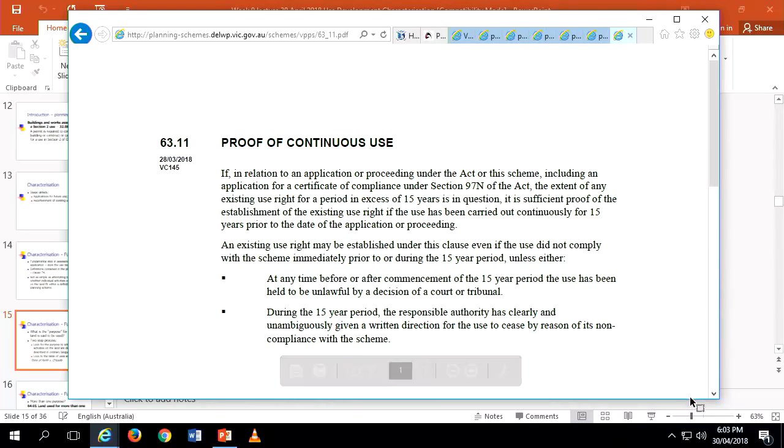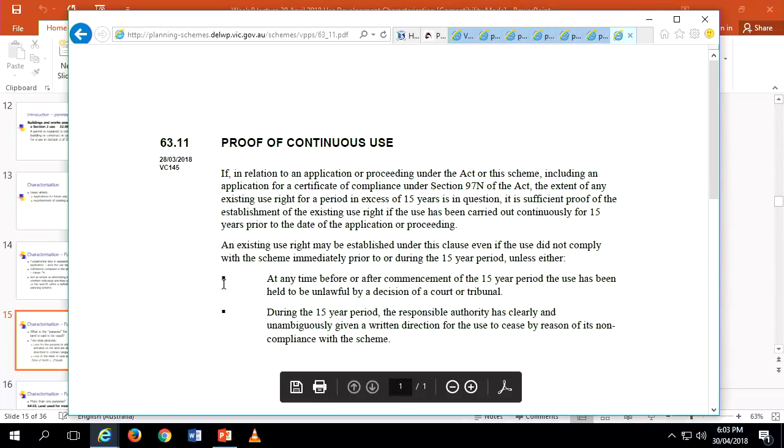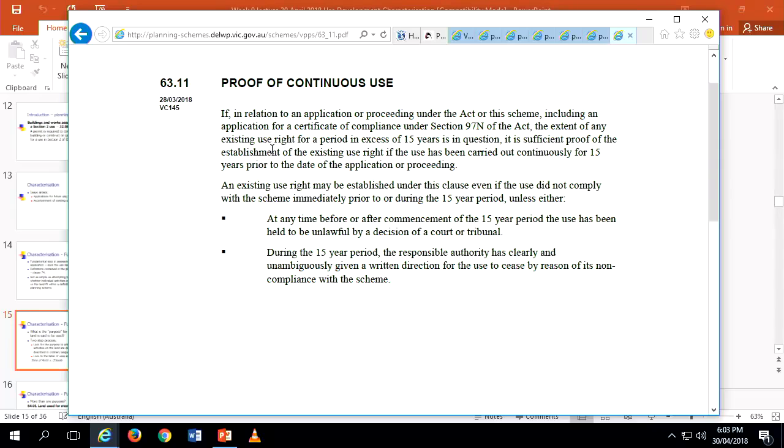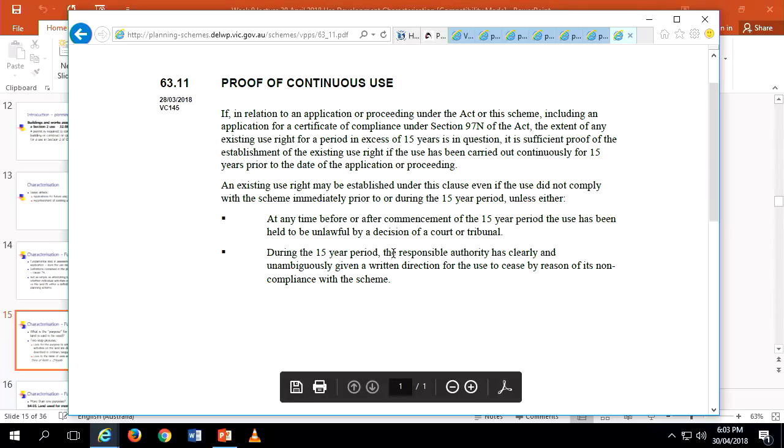So if you think back to the earlier clause we looked at, existing use rights exist if... An application, the extent of any existing use right for a period in excess of 15 years, it is sufficient proof of the establishment if the use has been carried out continuously. An existing use right may be established under this clause even if the use did not comply with the scheme immediately prior to or during the 15-year period, unless basically someone complained about it or did something about it.